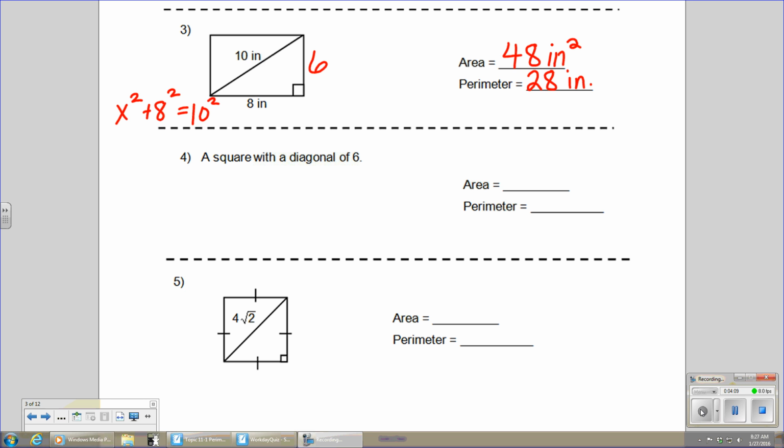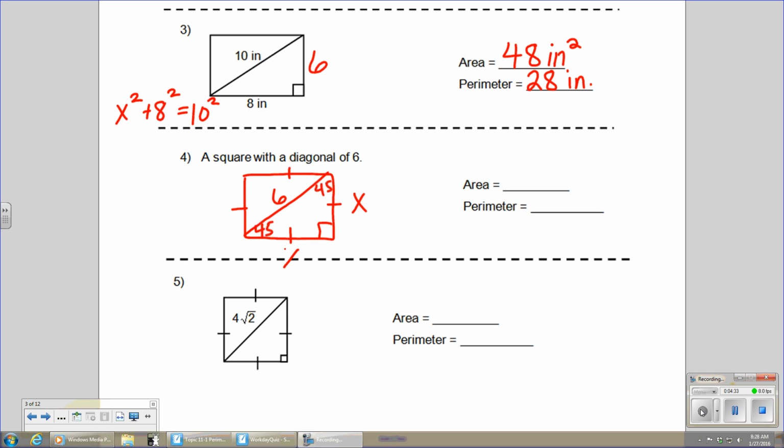All right, number 4 says a square with a diagonal of 6. So I'm going to draw my square. I know all the sides are equal from the last unit, and my diagonal is 6. And I know the diagonal bisects opposite angles. So I know this is 45. So that's a 45, 45, 90 triangle. So if you need to look at your old fact sheet, this would be unit 8.